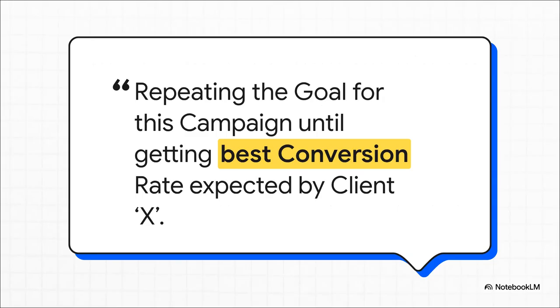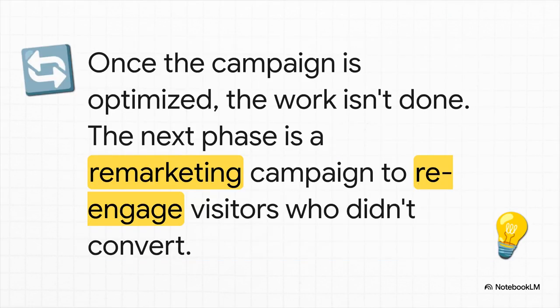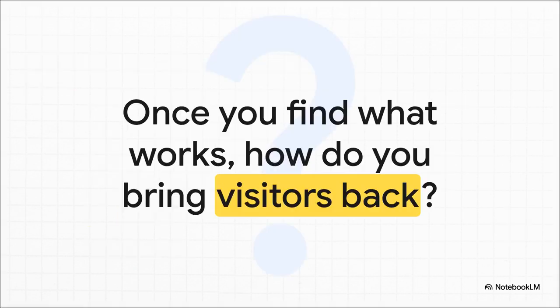And this quote from the project plan just says it all. That optimization cycle we just talked about isn't a one-time thing. It's relentless. They repeat that process over and over until they achieve the best possible conversion rate for the client. That is the one and only focus. So once the campaign is a well-oiled machine, is the work done? Not at all. The plan already has the next phase baked in, a remarketing campaign. This basically means showing targeted ads to people who visited the site but didn't convert, giving them a gentle nudge to come on back.